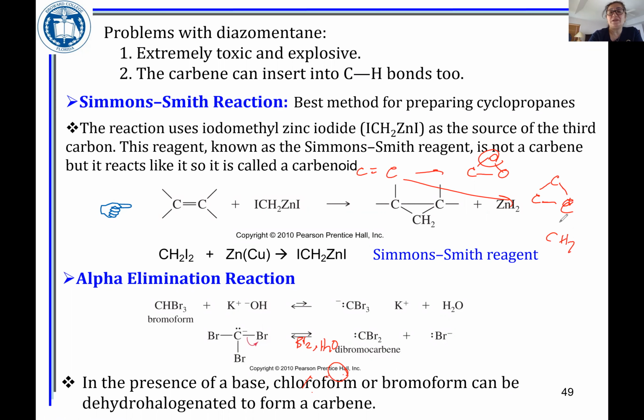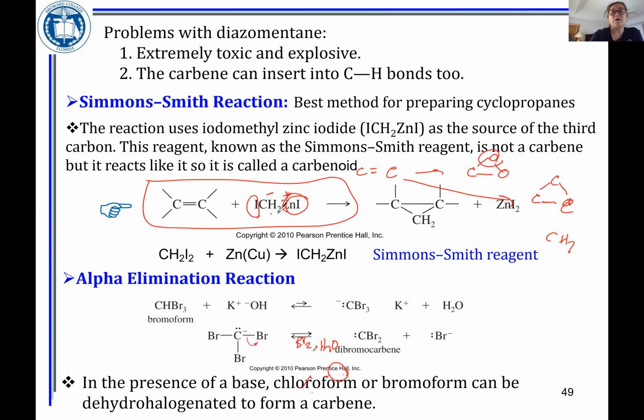The name of the reagent is iodomethyl zinc iodide and is written like this. Iodomethyl zinc iodide is an ionic compound. The zinc takes the plus charge. In this case, this would take the negative charge or takes the pair of electrons. And that's all you need to know. What is your reagent? Your reagent and then the product.